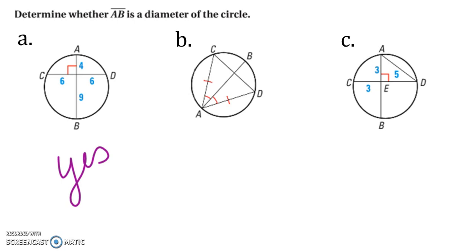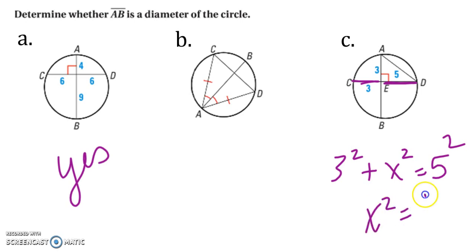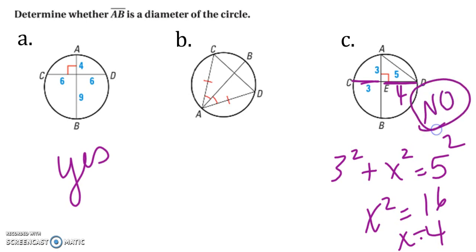AB is going down, it's perpendicular, that's great. But this is 3 and I don't have a value here, but I can use Pythagorean theorem, which is our famous 3, 4, 5 triangle. So it'll be 25 minus 9, x squared equals 16 and x equals 4. So because it's not bisected, this is not a diameter.